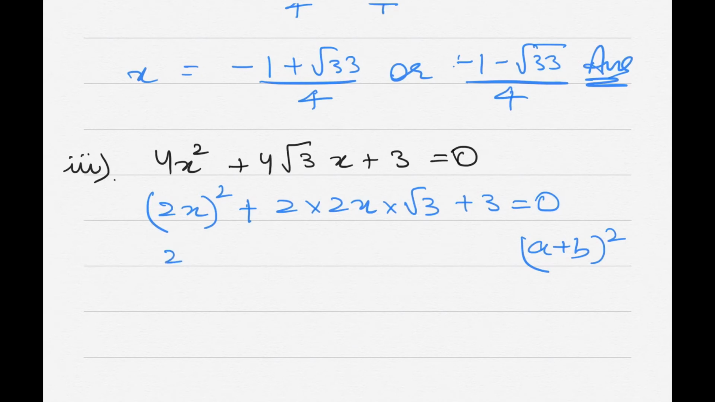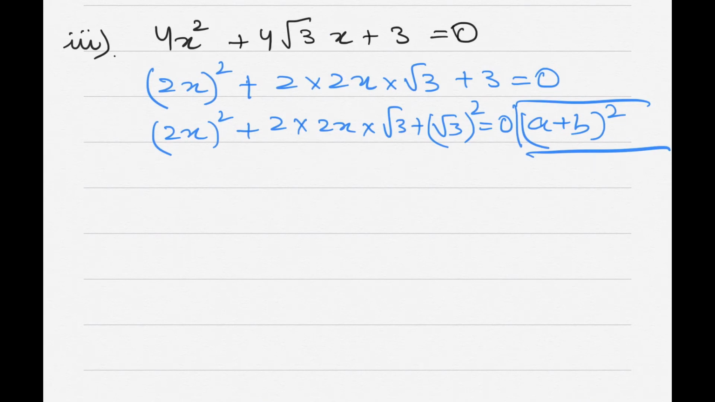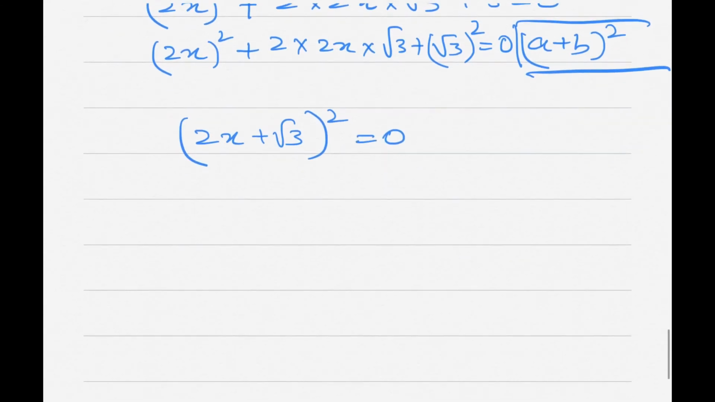So because this is my square term, and this 3 I can write down as root 3 whole square. So my middle term will be 2 into 2x into root 3. So yes, it is making a perfect square. So I can just write down straight away now (2x plus root 3) whole square is equal to 0, right?